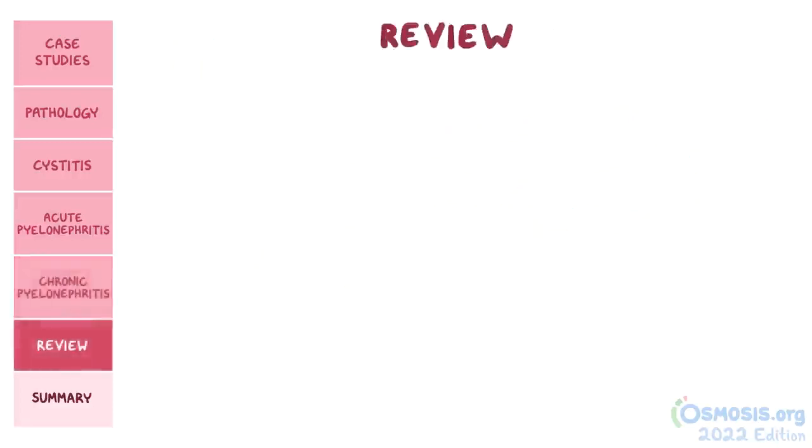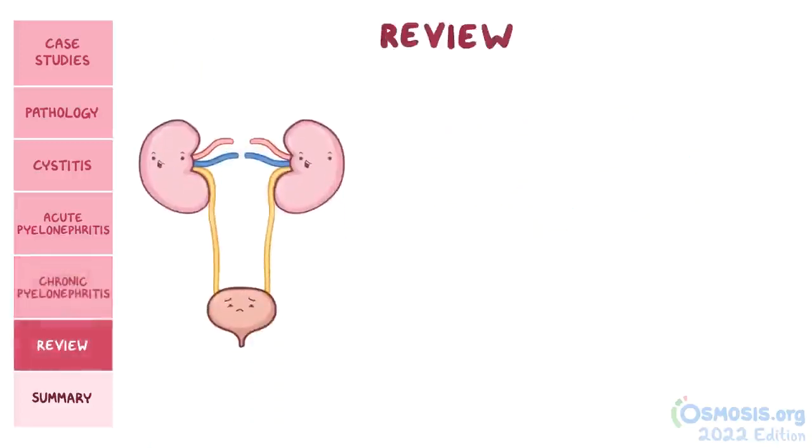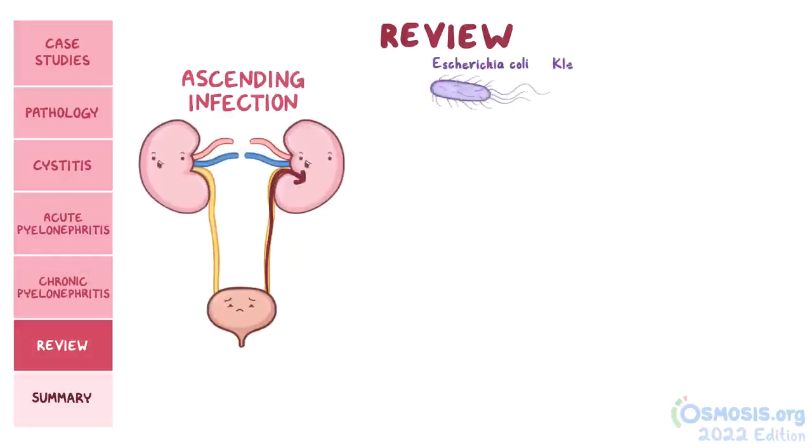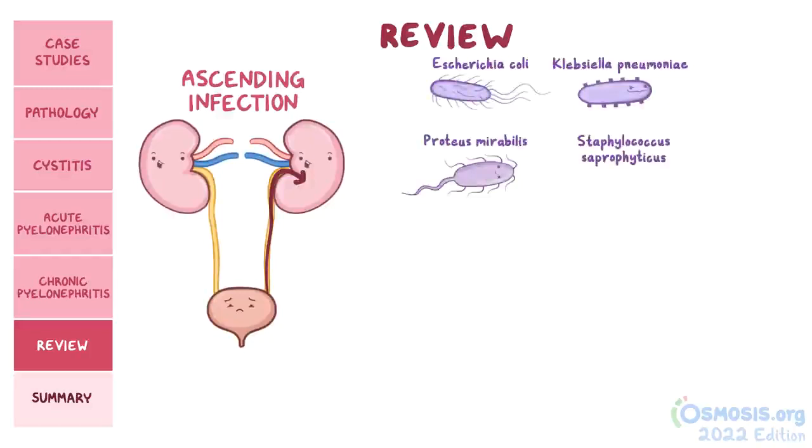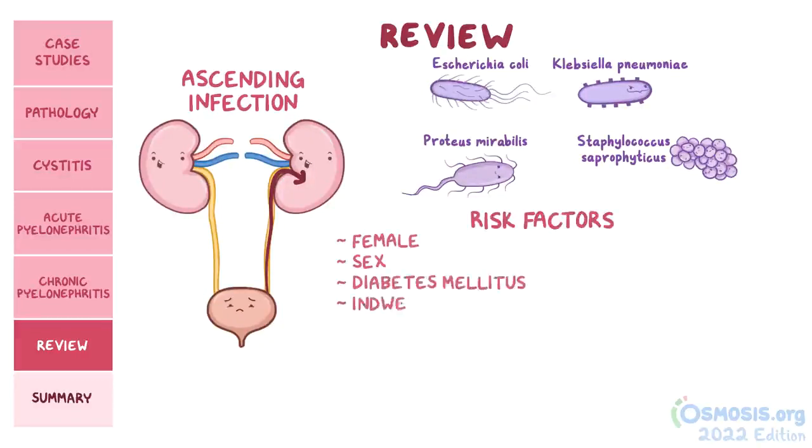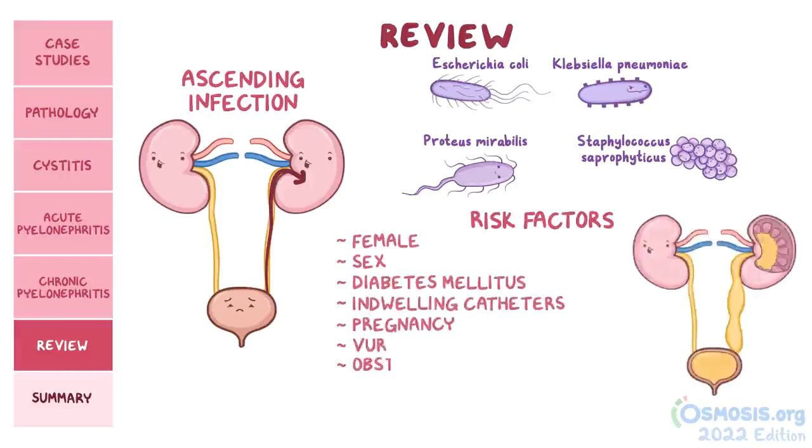Alright, as a quick recap, UTIs are almost always caused by an ascending infection, and the most common bacteria involved are E. coli, Klebsiella pneumoniae, Proteus mirabilis, and Staphylococcus saprophyticus. Risk factors for UTIs include being female, sex, diabetes mellitus, indwelling catheters, pregnancy, VUR, and obstruction, like with kidney stones.